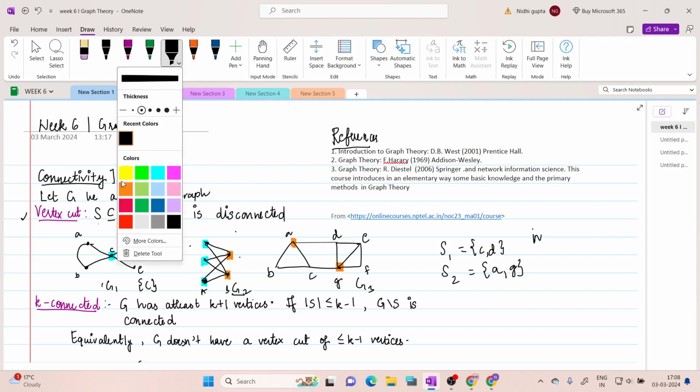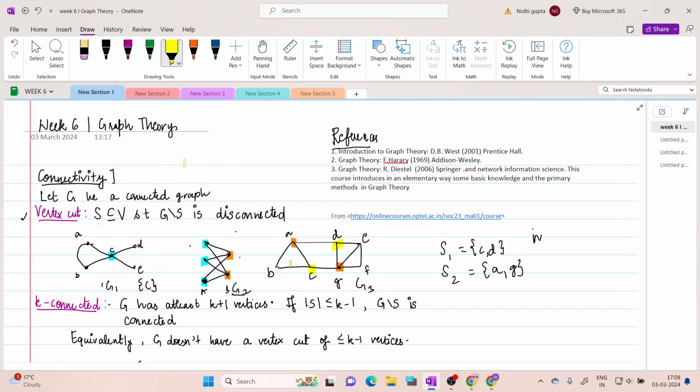Any other example? Any other vertex set? Ma'am, E and G? So you're saying E and G. Yes, so I'll mark those vertices. You are saying this and this, right? Yeah, so if you remove E and G, then also the graph will become disconnected because we will have F in one component and all the other vertices in another. Good. So E and G is also a vertex cut.